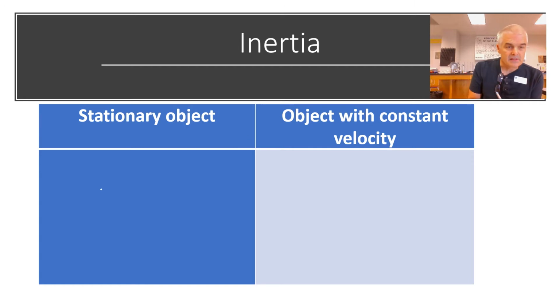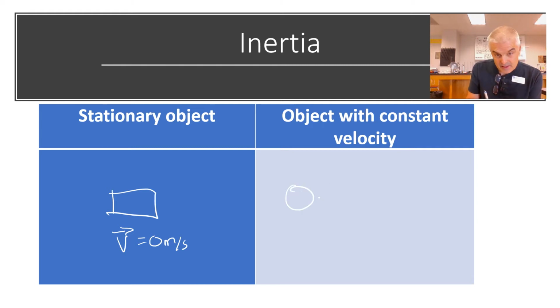So let's think about this. If I have a stationary object, where the velocity is equal to 0 meters per second, what will it do? It'll stay not moving. Similarly, if I have another object and it's moving at, say, 10 meters per second, so v equals 10 meters per second, it continues at 10 meters per second, or whatever the velocity is.